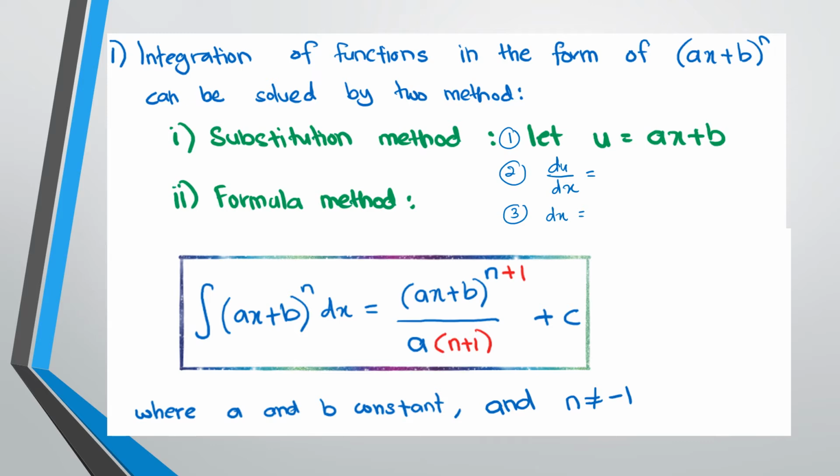For formula method, if you are given the equation, first, the bracket does not change anything. You just copy the bracket ax + b, and then the power increases by 1, as you know, in integration the power increases by 1. Then you divide by a, which means you differentiate inside the bracket, you get a, and then multiply by the new power, which is n + 1. Since this is the indefinite integral, must have + c.